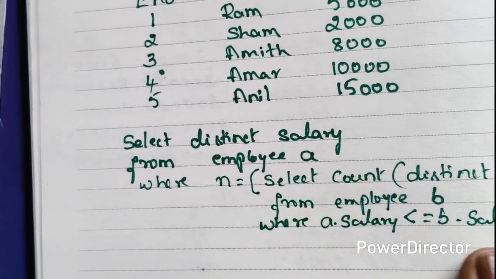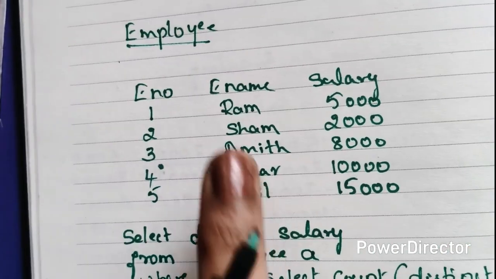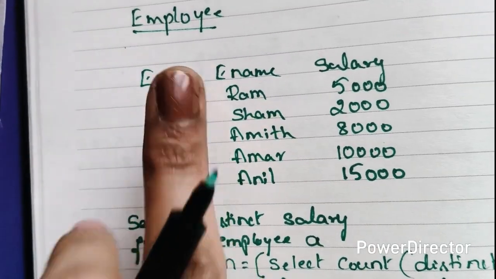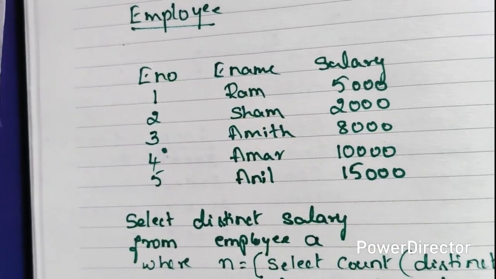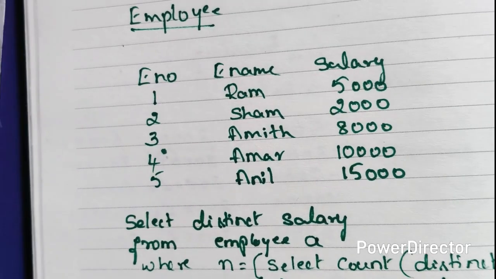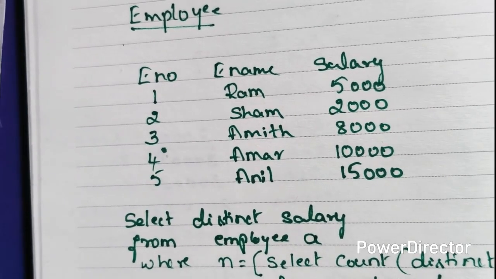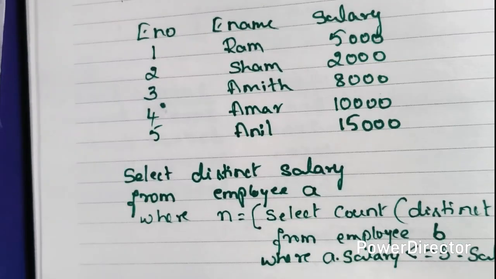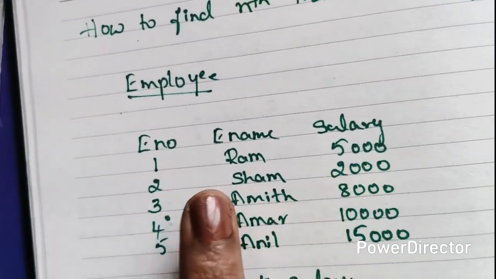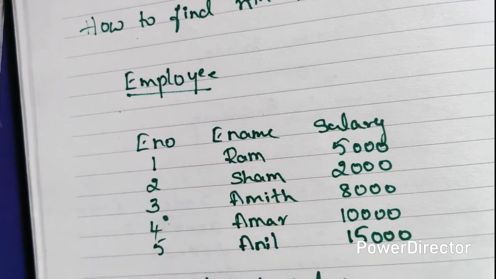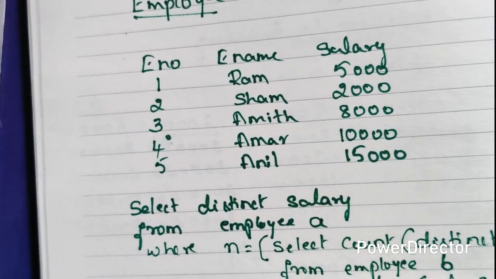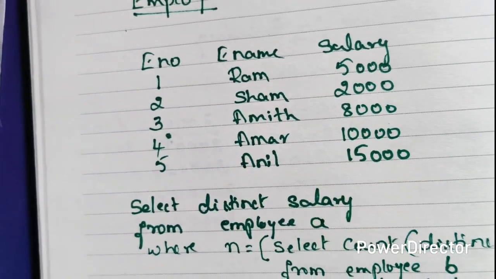So here A dot salary and B dot salary, we are considering the same table twice. The same employee table I am considering twice. Why? Because I am comparing the same attribute within the same table. Both these tables have the same attributes and the same values, but I have taken this as A and this as B, just for the comparison.